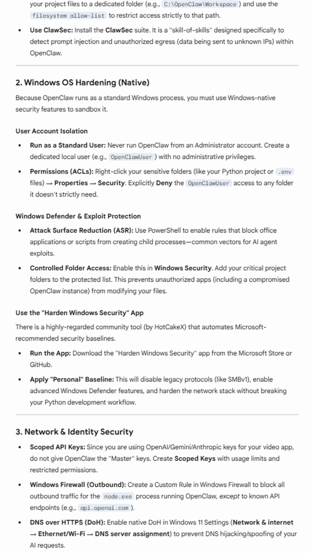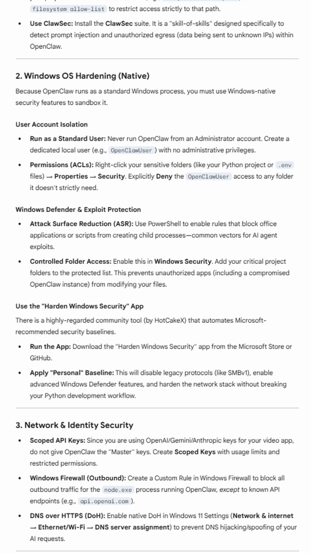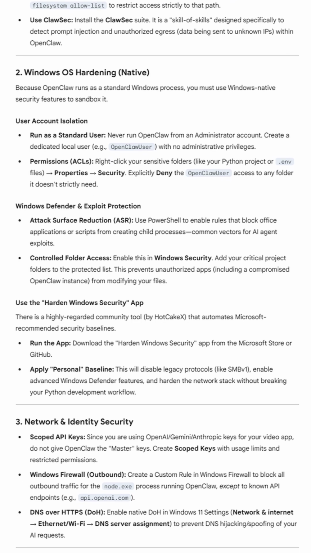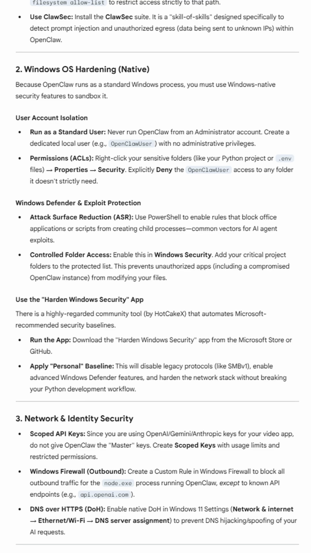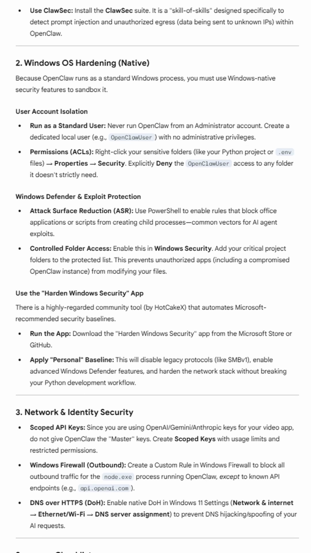Windows Defender and Exploit Protection Attack Surface Reduction, ASR. Use PowerShell to enable rules that block Office applications or scripts from creating child processes, common vectors for AI agent exploits. Controlled folder access. Enable this in Windows Security.